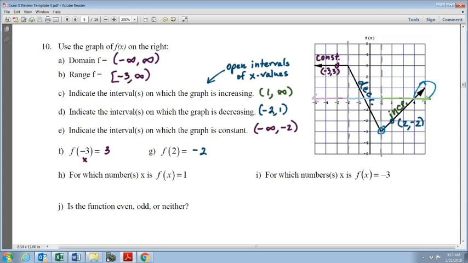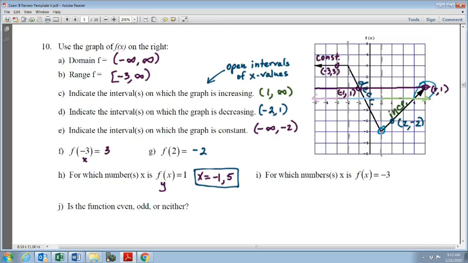Alright, on letter H, it says for which numbers x is f of x equal to 1? Well, remember, f of x is another name for y, and so we know that the y values can be thought of as the height of the graph, so I want to look at where the height of the graph is 1, and so that happens right there. And notice there's 2 points on the graph where the y value is 1. So that's going to happen when x is negative 1 and when x is 5. And so that's going to be our 2 answers here.